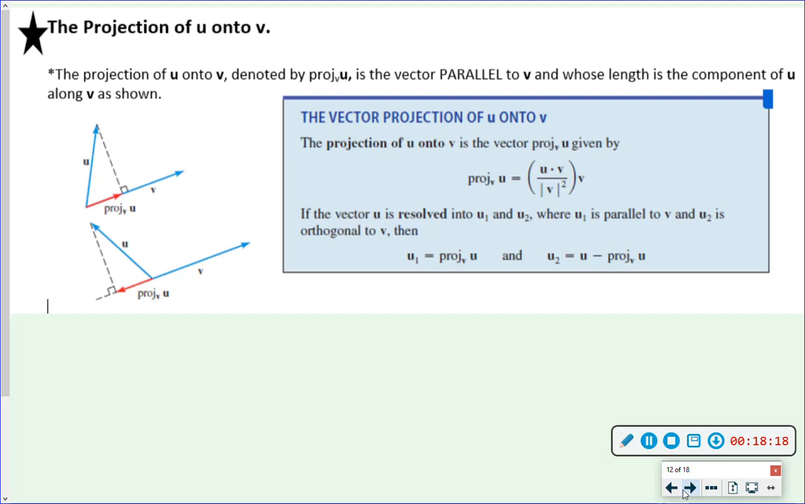A lot of similar calculations. Dot product, we can do it. Magnitude, notice squared, we got it.